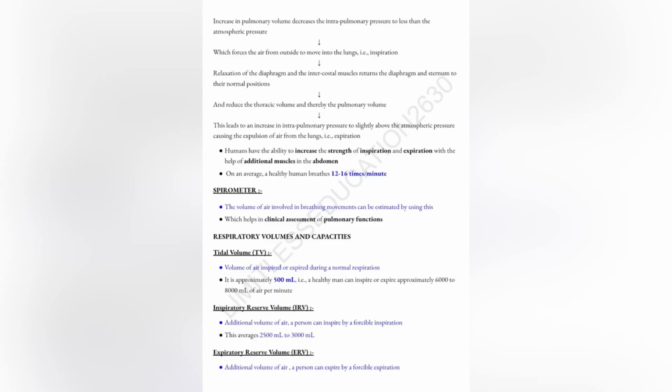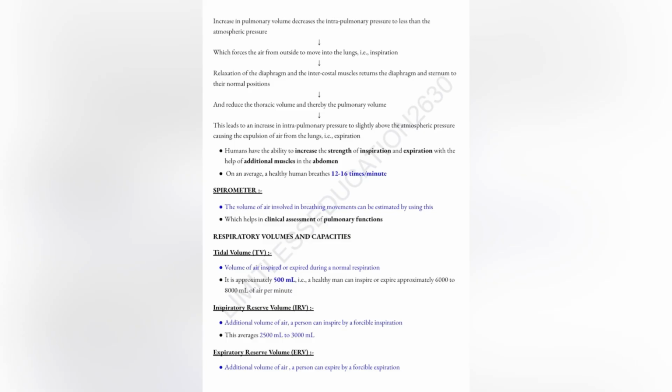Relaxation of the diaphragm and the intercostal muscles returns the diaphragm and sternum to their normal position and reduces the thoracic volume and thereby the pulmonary volume. This leads to an increase in the lung pressure to slightly above the atmospheric pressure, causing the expulsion of air from the lungs, which is called expiration. Humans have the ability to increase the strength of inspiration and expiration with the help of additional muscles in the abdomen. On average, a healthy human breathes 12 to 16 times per minute.